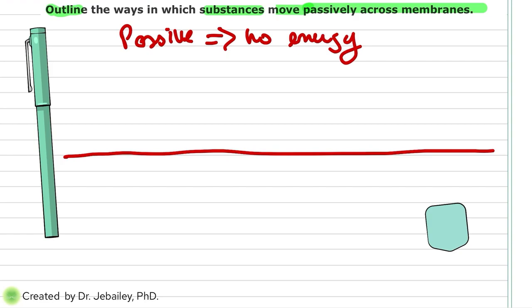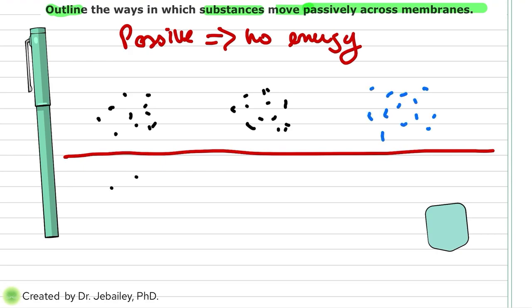When it comes to passive, usually we are going from an area of high concentration, and I'm going to put here as blue, high concentration. And you're going from that area to a low concentration. So you can see these three drawings I'm doing here is it going from a place that has a high amount to a low amount, okay?